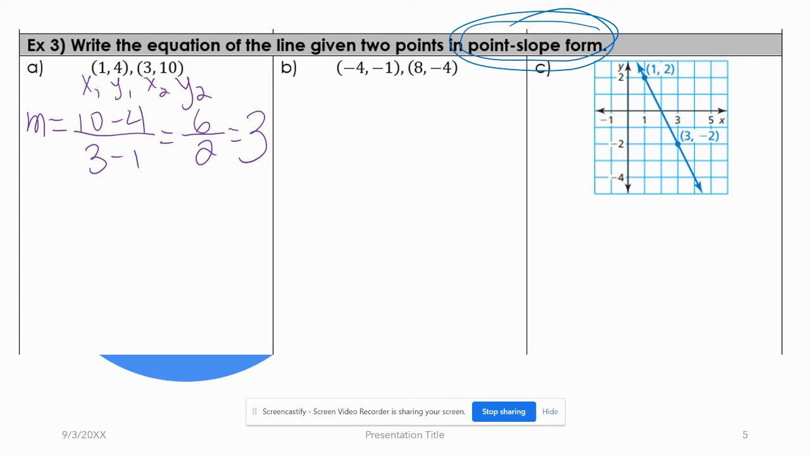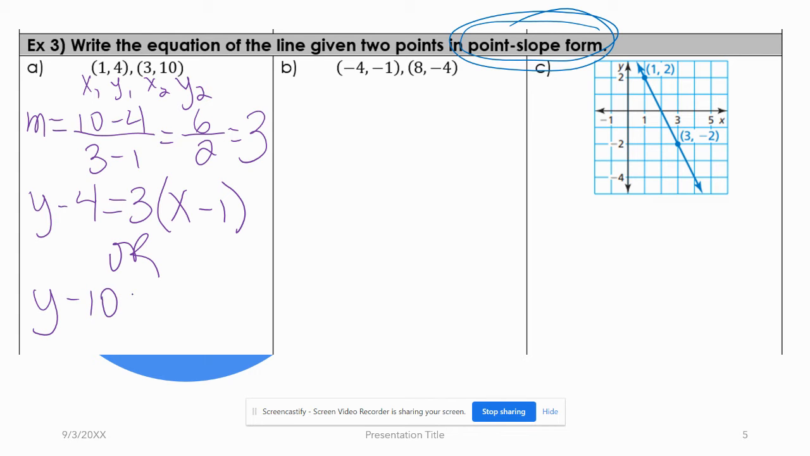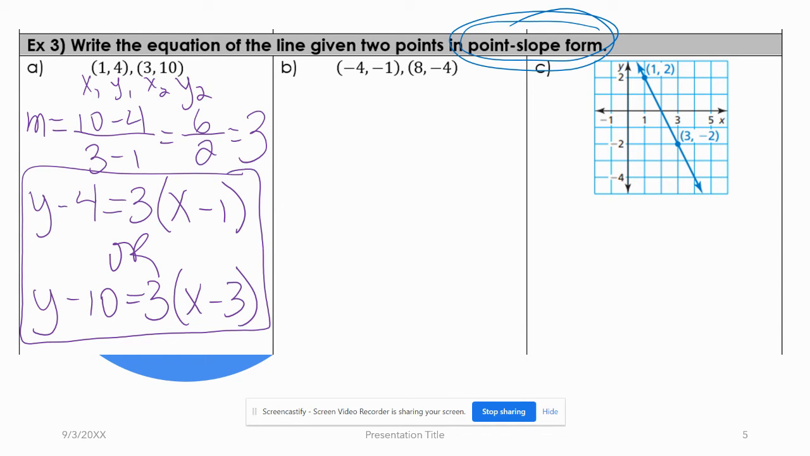Now for point slope form, it does not matter which of the ordered pairs we use. So your answer could be, using the first one, y minus y1 is equal to m times x minus x1. Or you could use the second one, y minus y1 is equal to 3 times x minus x1. Either one of these is the correct answer. You do not have to list both, but it doesn't matter which one it is that you have on your paper.